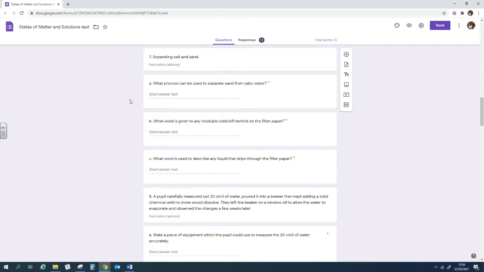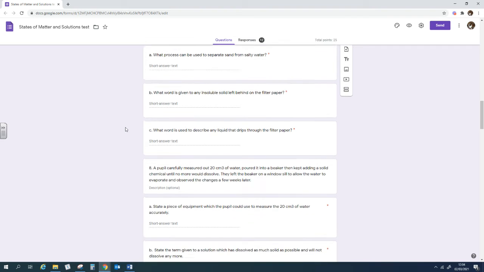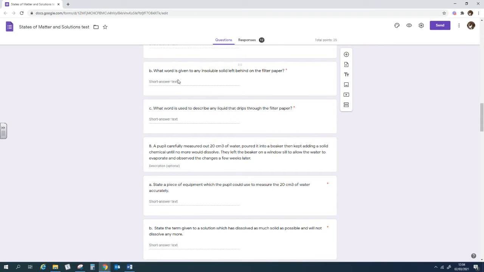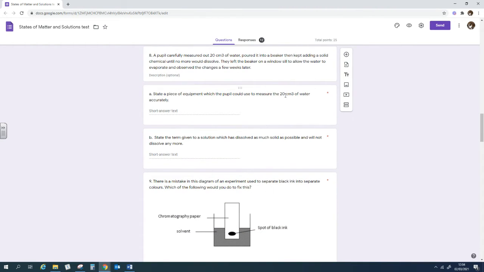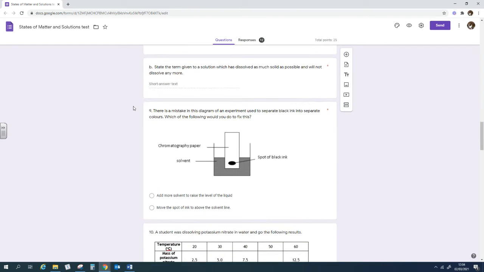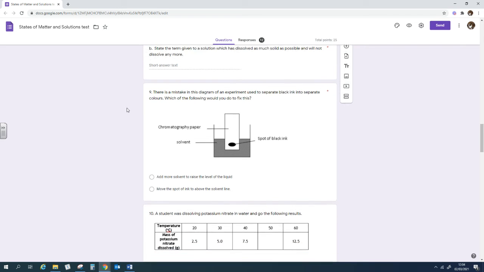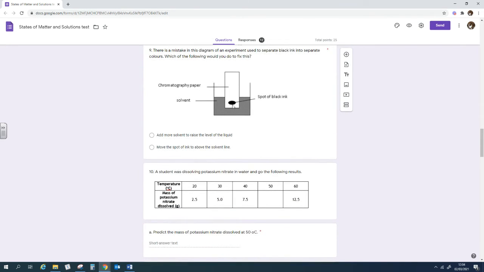Separating salt and sand: what process can be used to separate salt and sand? That's filtration. The insoluble solid left behind is the residue, and the liquid that gets through is called the filtrate. If we wanted to accurately measure 20 ml of water, we have to use a measuring cylinder. State the name given to the solution which has dissolved as much solid as it can. That is saturated.